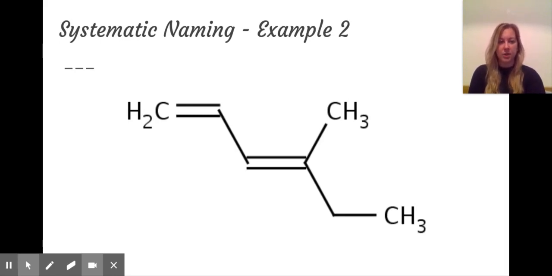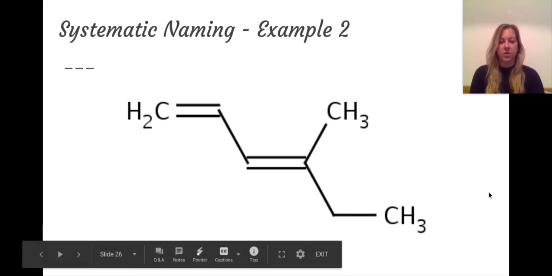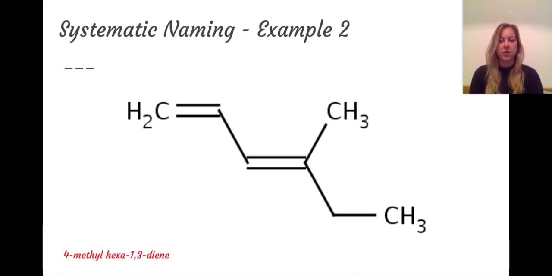You might want to watch that bit a couple of times. Make sure you understand where the numbers are coming from. So that's 4-methyl hexa-1,3-diene. Remember, pay attention to your commas and hyphens as well.